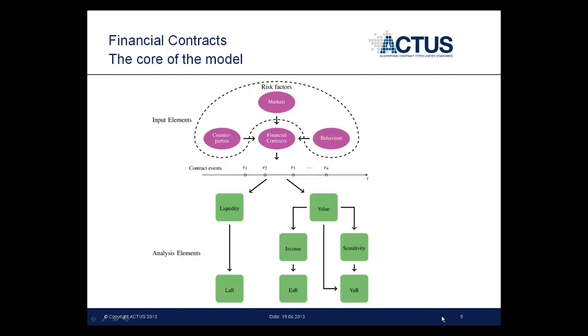To understand the ACTUS approach, another important aspect has to be understood yet. Looking into the world of finance, it seems there exists an endless number of different financial contracts. If each financial contract were different, then we would need a different algorithm for each contract, and the task would become too large and unsolvable.